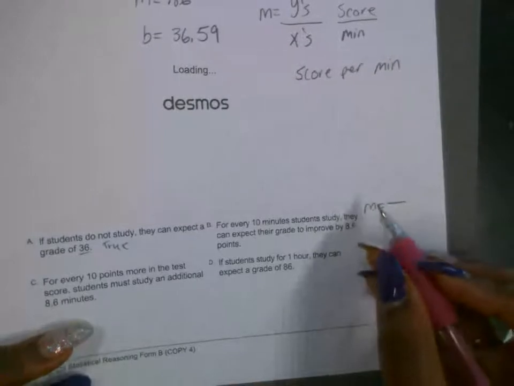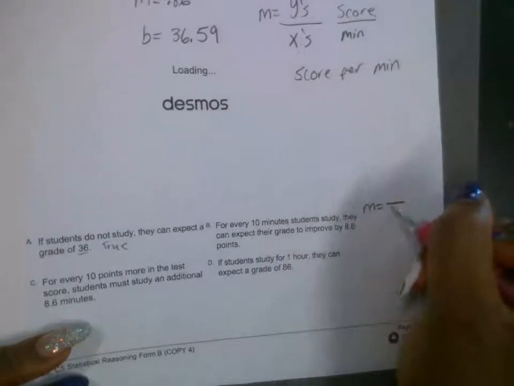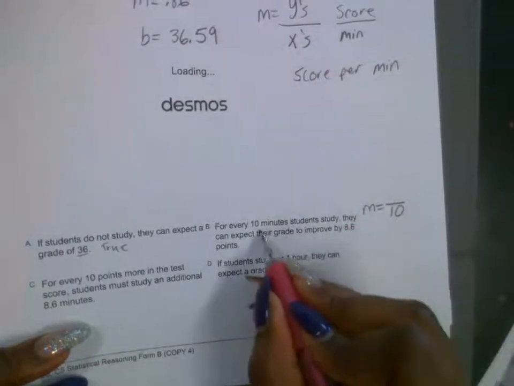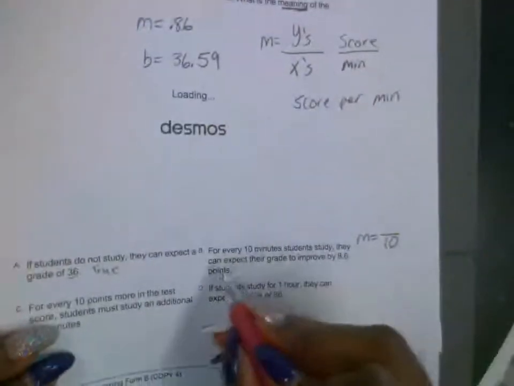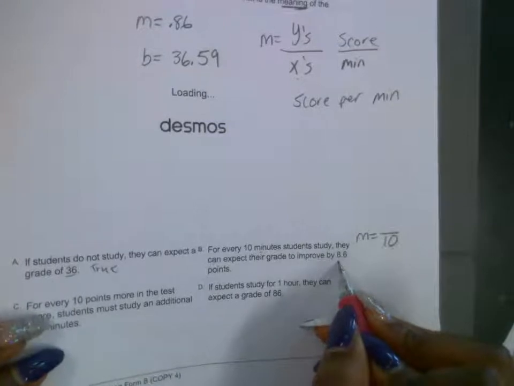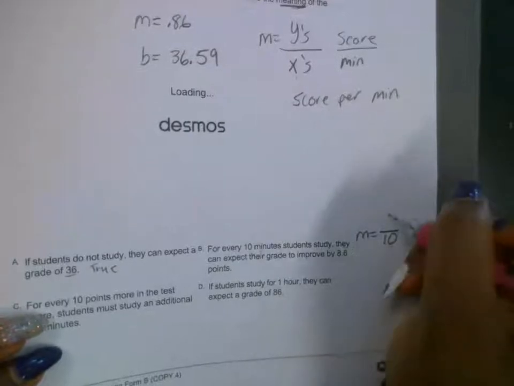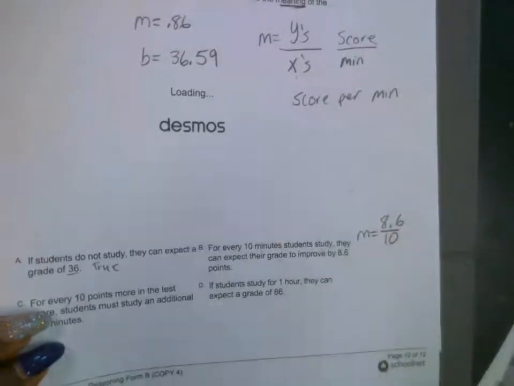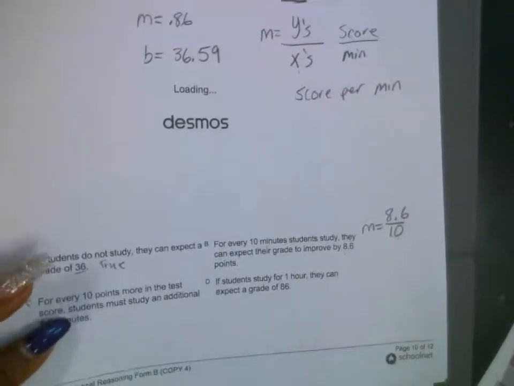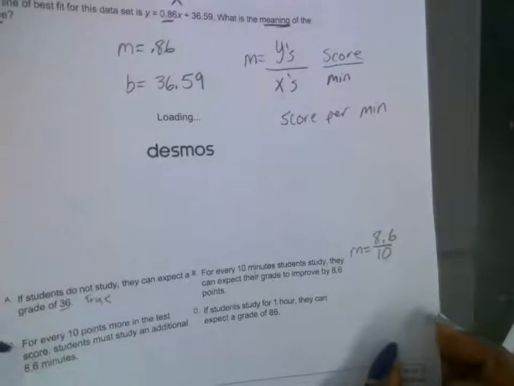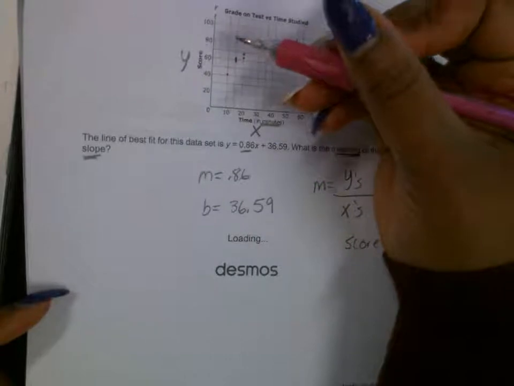Here, it says 10 minutes. Minutes is your X. Put that 10 on the bottom. Okay, that's X. See, it's minutes. Put 10 on the bottom. 10 minutes. They can expect their grade to improve 8.6. So points. So that goes on the top. 8.6. Okay. All right. So now we want to, 10. They can expect their grade to improve. Let's see.